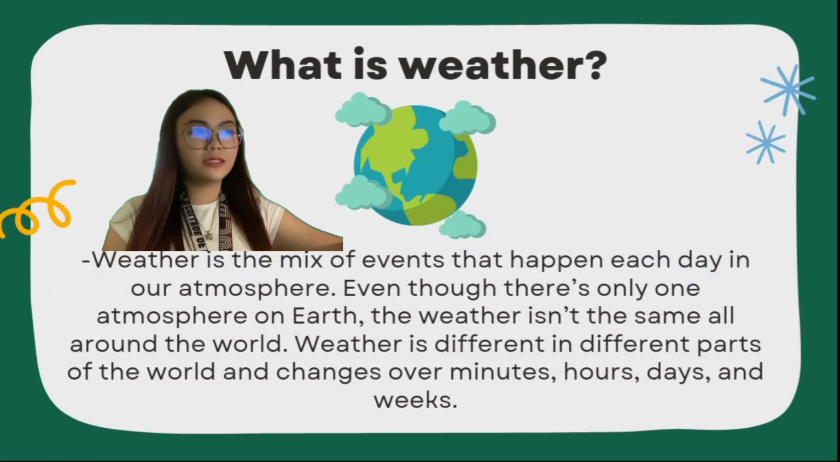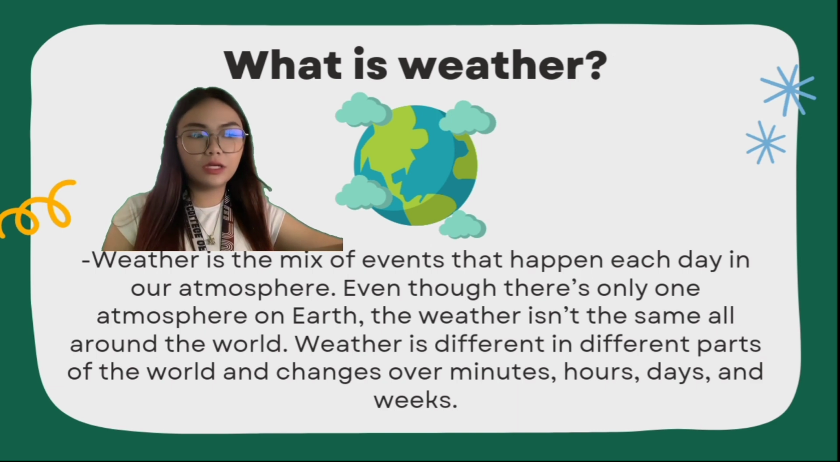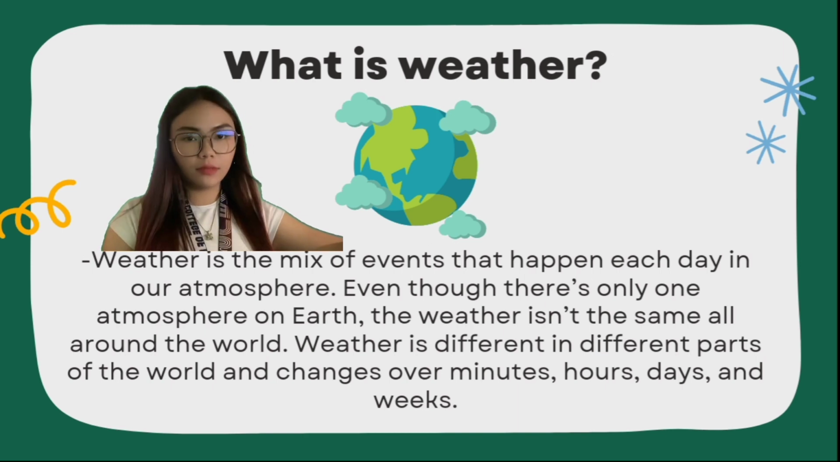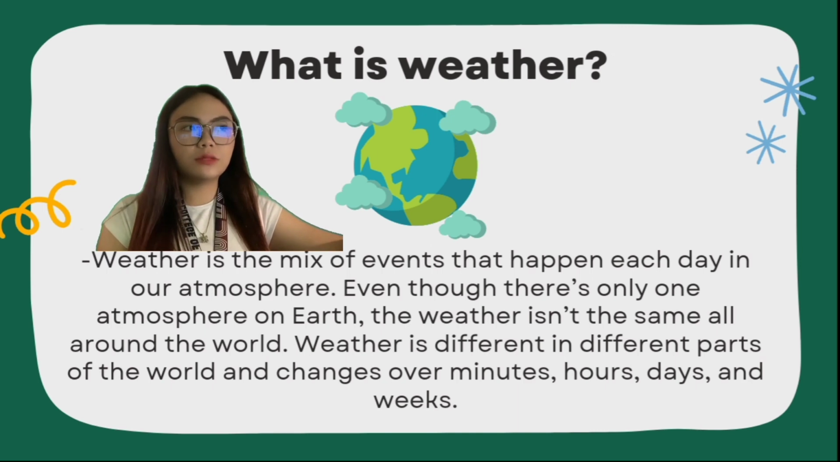Weather is a mix of events that happen each day in our atmosphere. Even though there's only one atmosphere on Earth, the weather isn't the same all around the world. Weather is different in different parts of the world and changes over minutes, hours, days, and weeks. So for example, I'm here in Nueva Ecija and the weather here is sunny. And going to Cavite, the weather there is rainy. It could change in different parts of the world. And it could also change over minutes, hours, days, and weeks because it is short term. The weather is short term. Always remember that the weather is short term only.